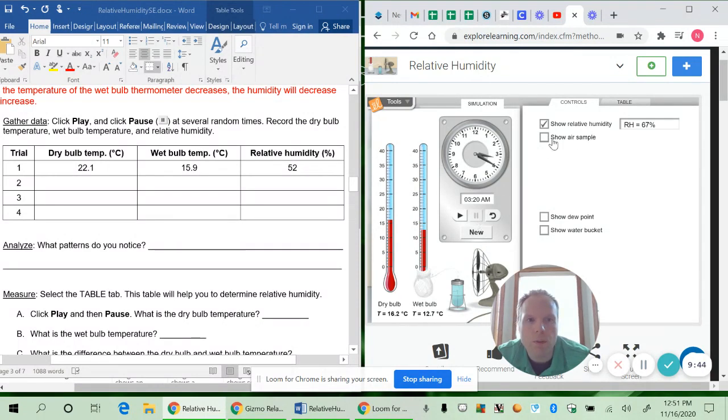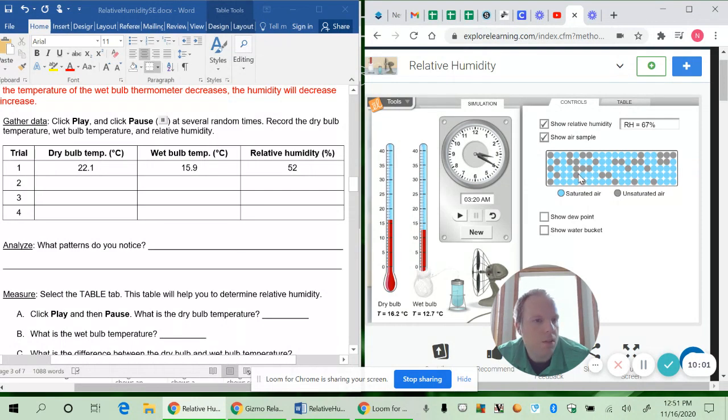And I want to show you one more thing. So this is a picture of what the air looks like right now. This rectangle represents the total amount of space in the air, and the blue circles represent the space in the air that's filled by water, and the gray circles represent unfilled airspace. Okay, so right now the relative humidity is 67%. That means 67% of this rectangle is full of water, and the rest is open space.